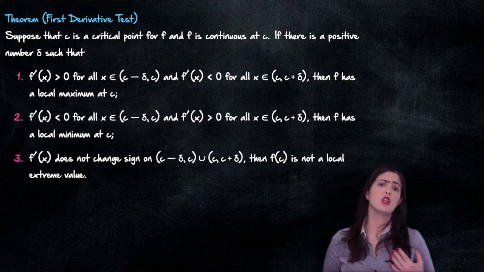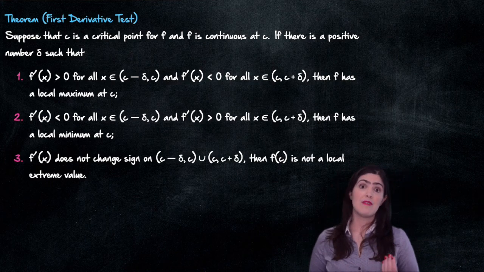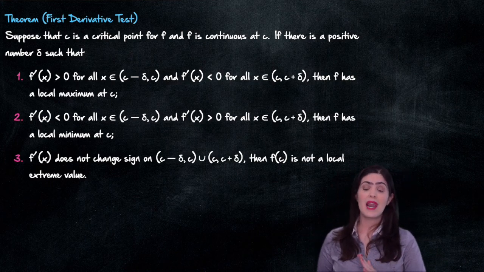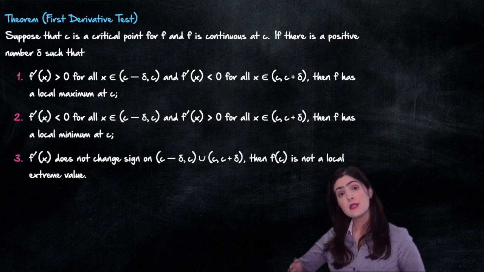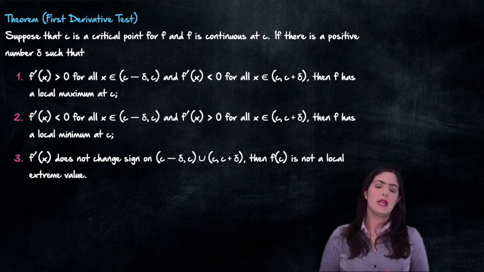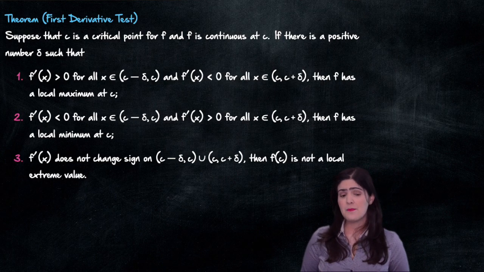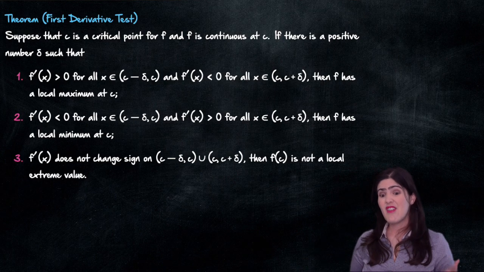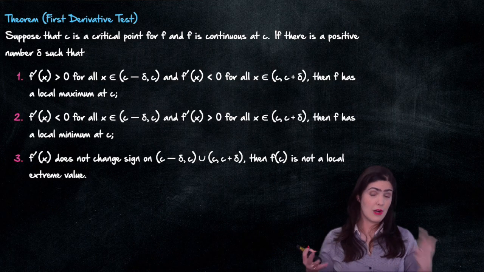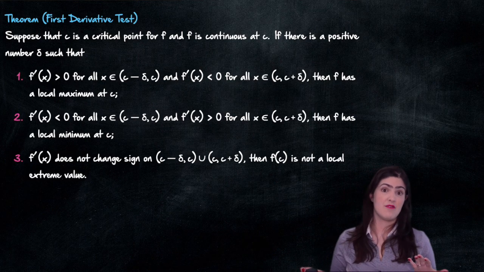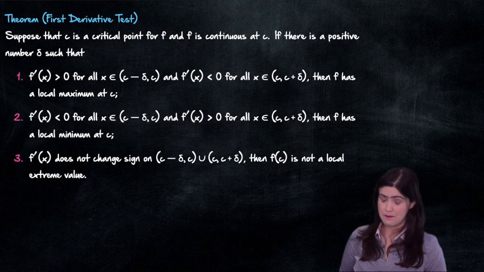The same thing if I know that my function f has negative derivative to the left of c and positive derivative to the right of c, then my function has a local minimum at c. And now if the derivative doesn't change sign to the left and to the right of c, then it has neither a local maximum nor a local minimum.